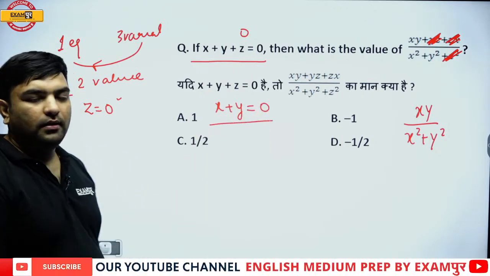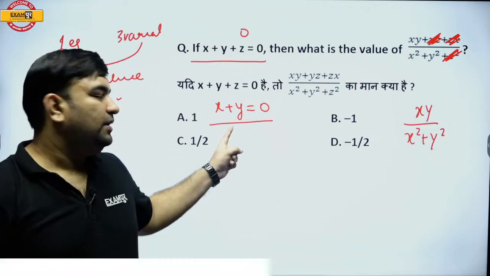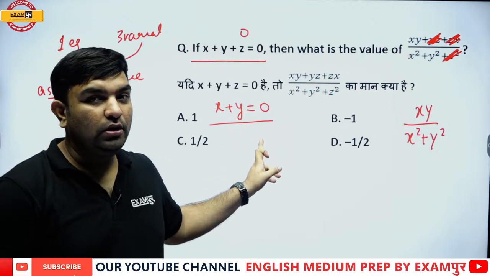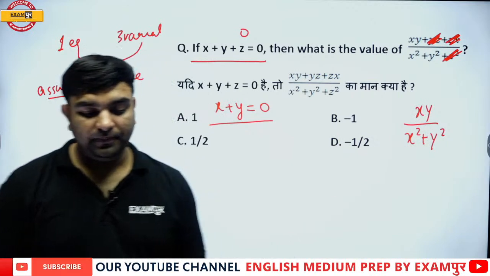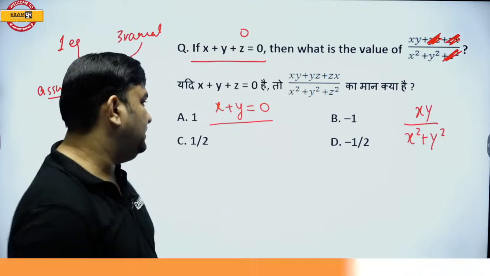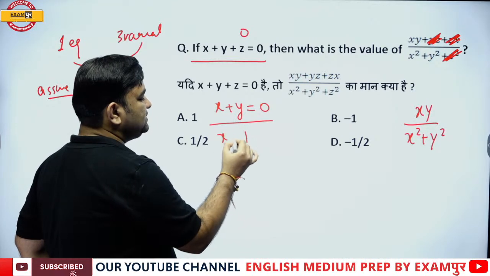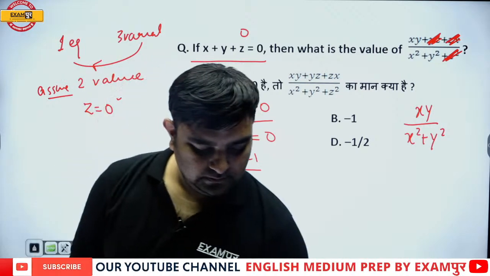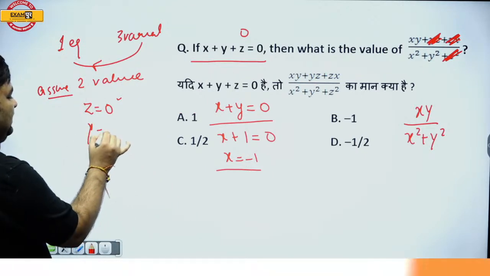Now guys, for your kind information, you should not be assuming y is equal to 0, because if you assume y is equal to 0, x will also be 0, and 0 upon 0 is an indeterminate form. So rather you can go for 1 and minus 1. You can assume y as 1, so x will come out to be minus 1.